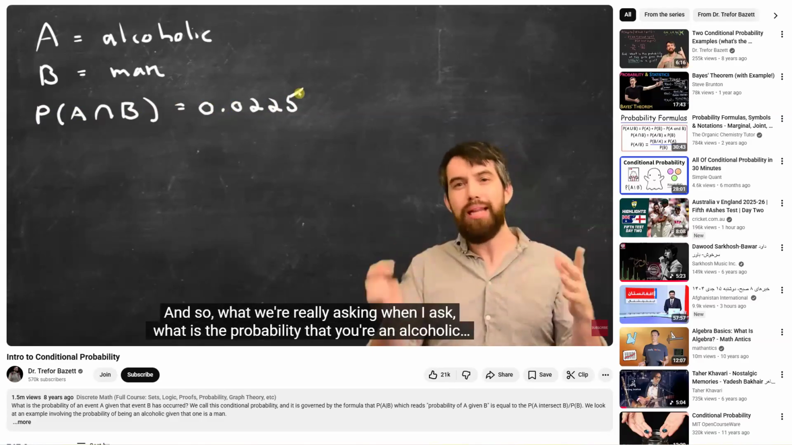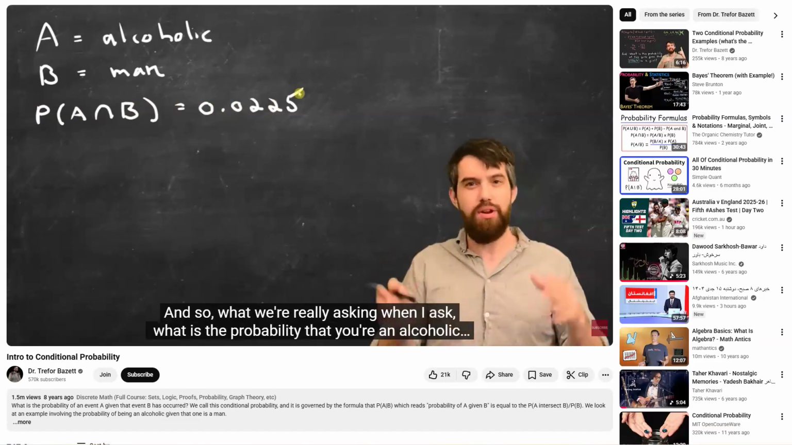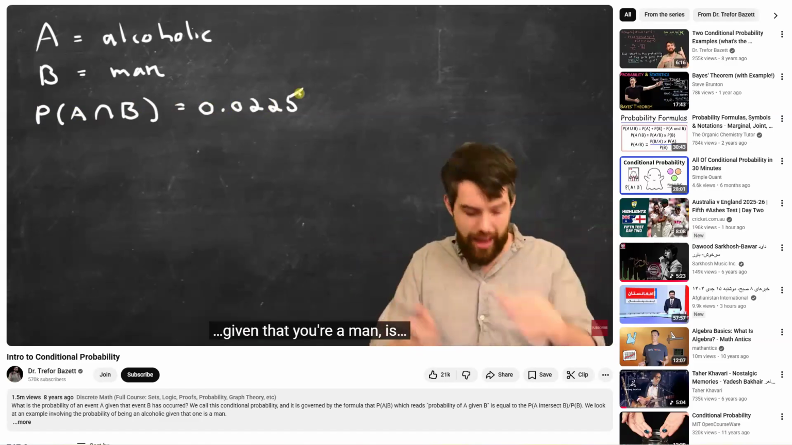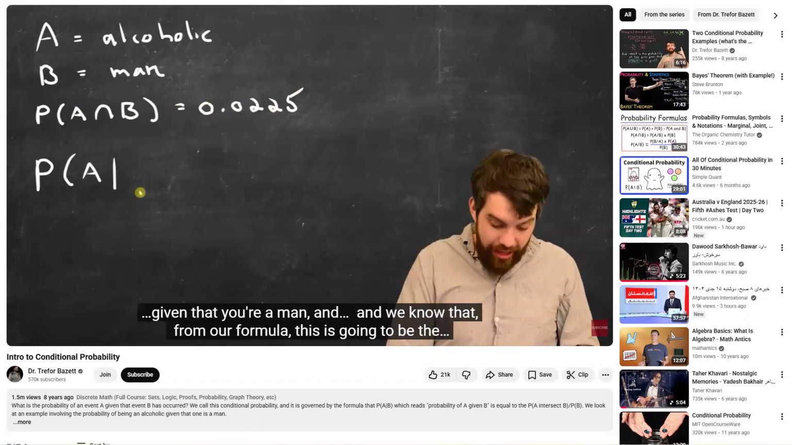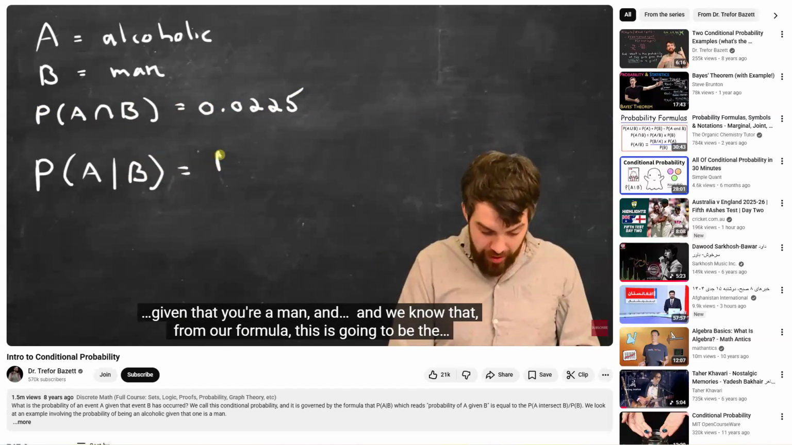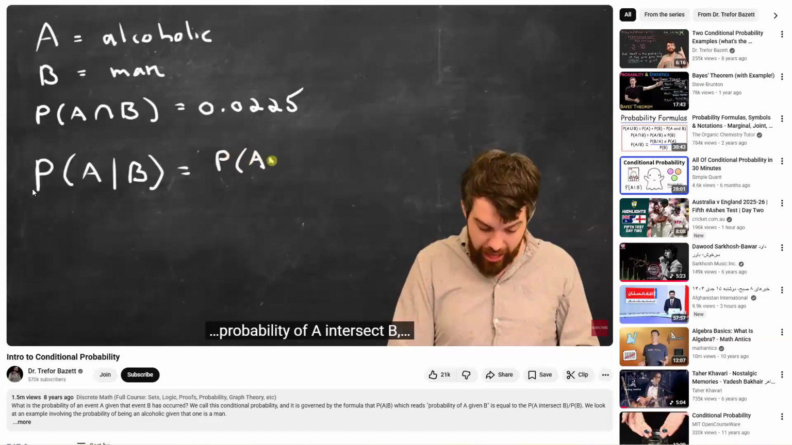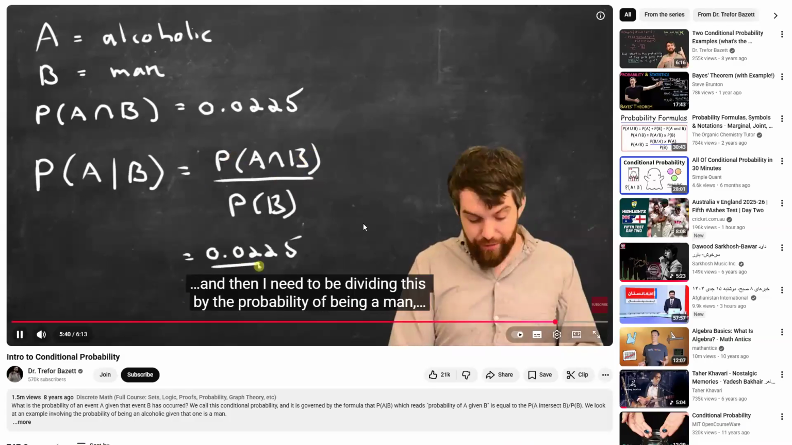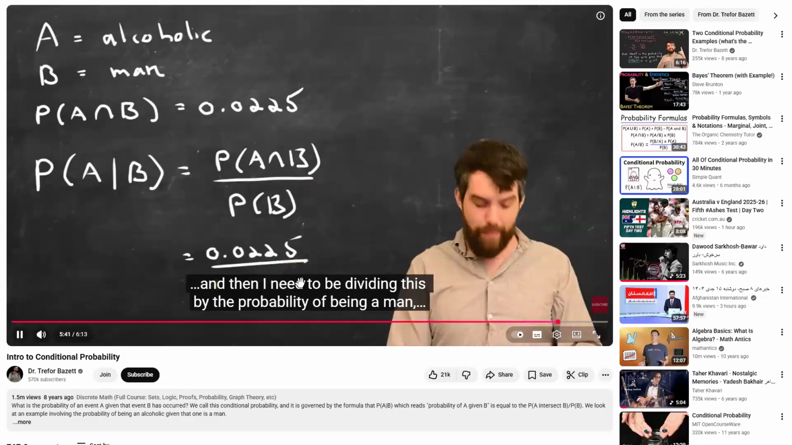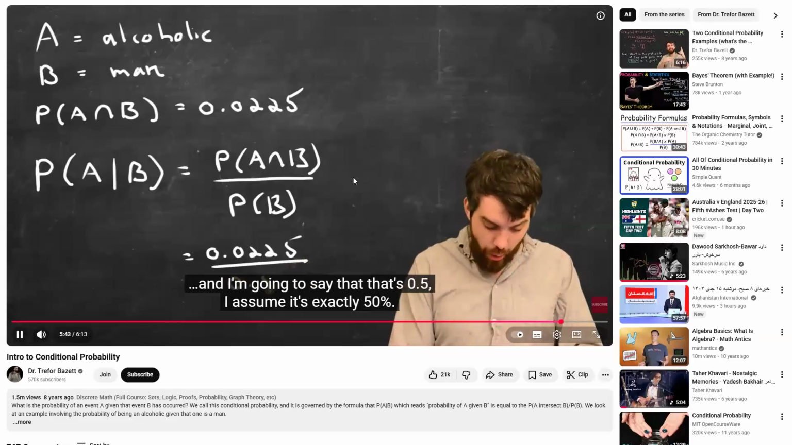And so what we're really asking is, what is the probability of being an alcoholic given that you're a man? From our formula, this is going to be the probability of A intersect B, the probability of being both, all divided by the probability of a man, and I'm going to say that that's 0.5. I'm going to assume it's exactly 50%.